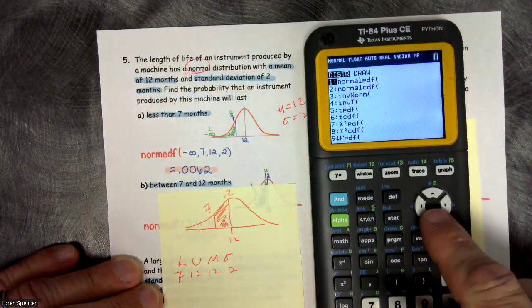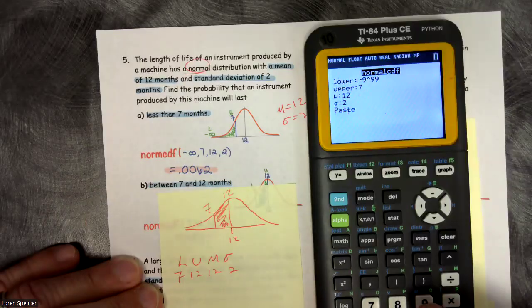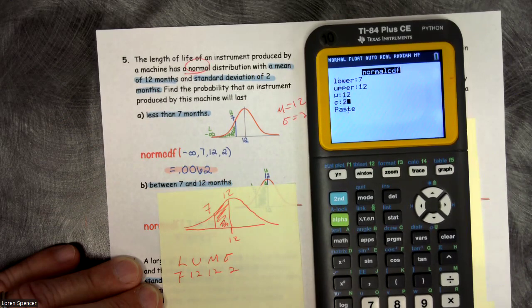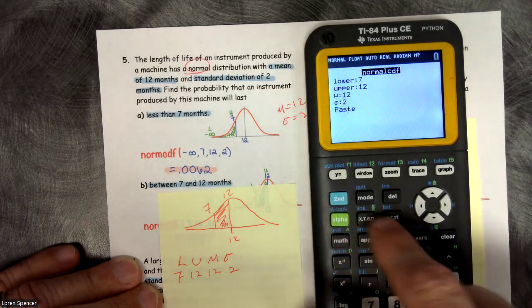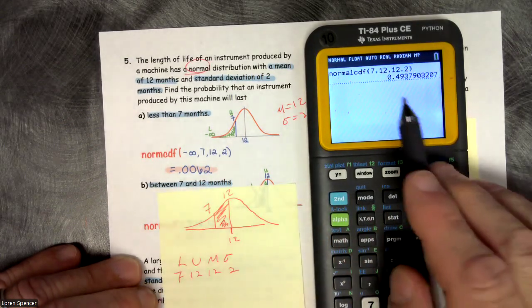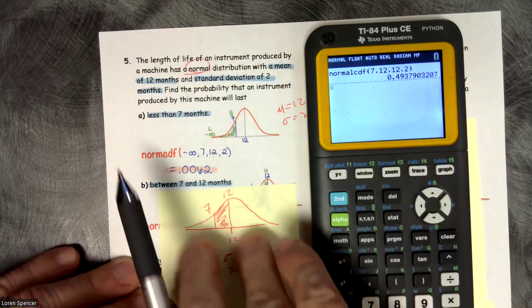So second VARS, norm CDF, 7, 12, 12, 2. 4 decimal places, 0.4937.